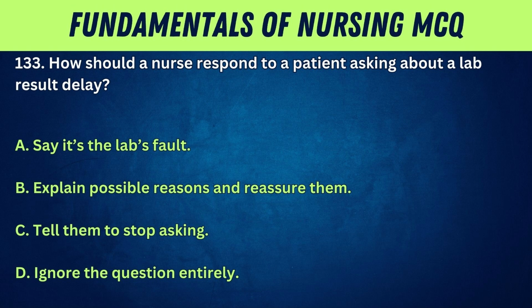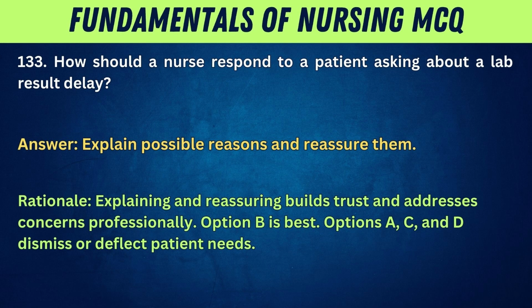133. How should a nurse respond to a patient asking about a lab result delay? A. Say it's the lab's fault. B. Explain possible reasons and reassure them. C. Tell them to stop asking. D. Ignore the question entirely. Answer. Explain possible reasons and reassure them. Rationale. Explaining and reassuring builds trust and addresses concerns professionally. Option B is best. Options A, C, and D dismiss or deflect patient needs.